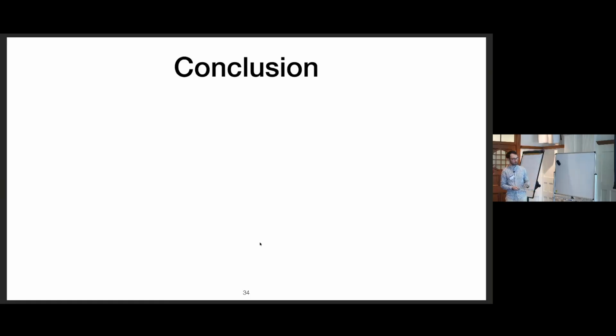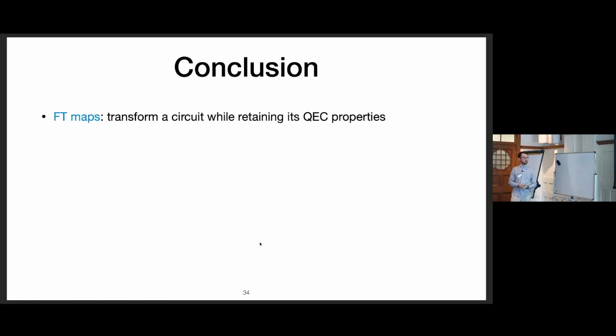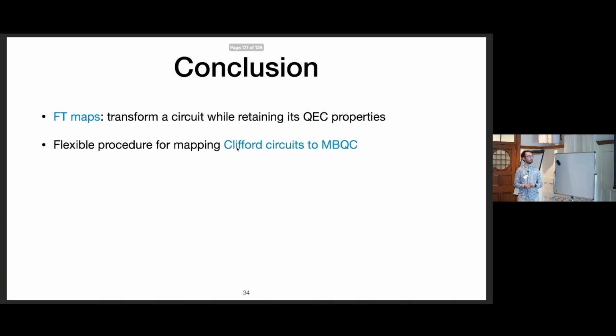Okay, so to conclude, today I told you about fault-tolerant maps, which are a way of taking a quantum error correcting circuit or fault tolerance protocol and transforming it while having some guarantees about retaining the QEC properties. We found it a flexible procedure that we could use to map various quantum error correcting circuits, which are Clifford, to MBQC.